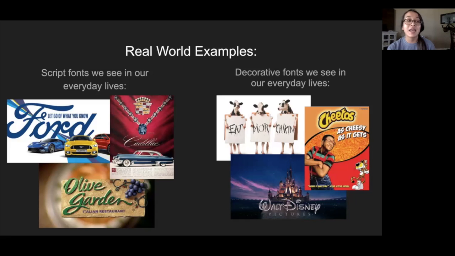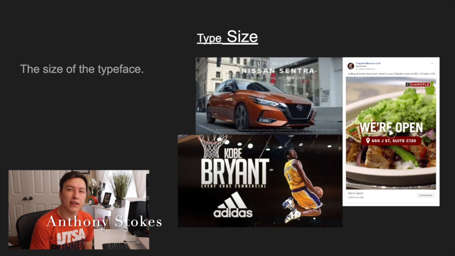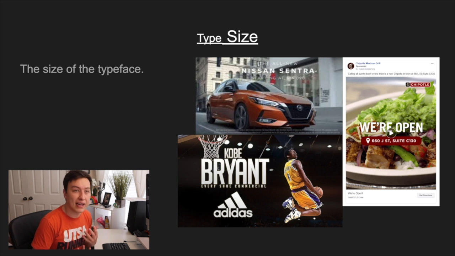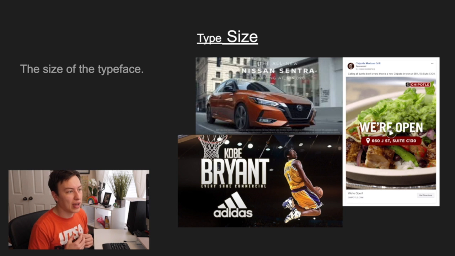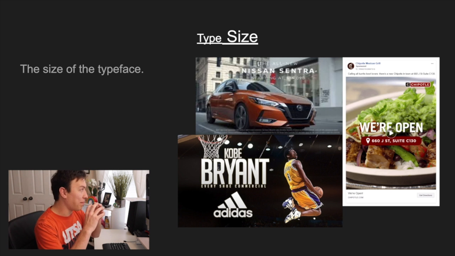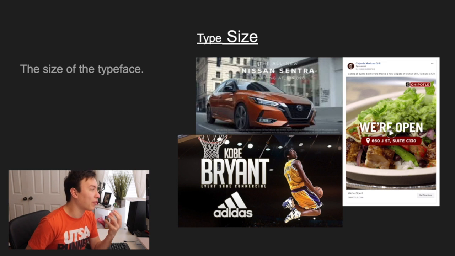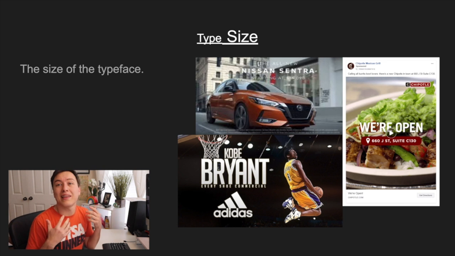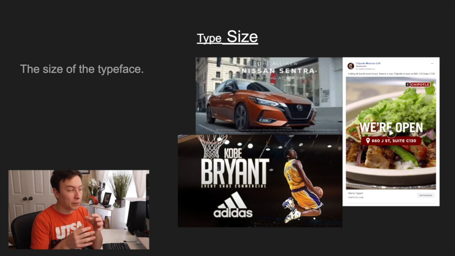Like the video stated, it is important to realize that these script fonts and decorative fonts are intended to be used as featured elements. So type size is pretty self-explanatory. It's really just the size of the typeface. Mainly this is used to try to grab attention or to add a bit of a pop to a specific ad. Like for the Nissan Sentra ad, they made the size of the Nissan Sentra bigger than the other text just to show that they're introducing the new Nissan Sentra, and to bring that first and foremost to the center.